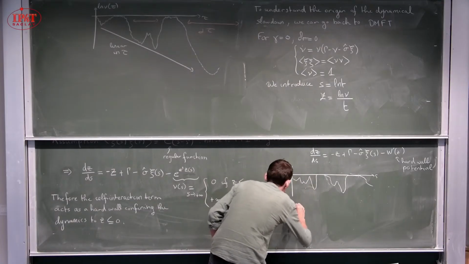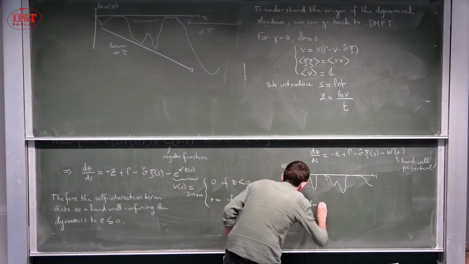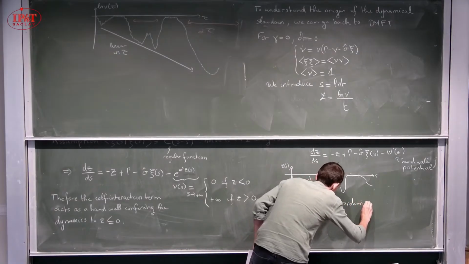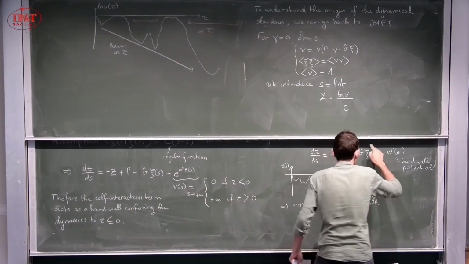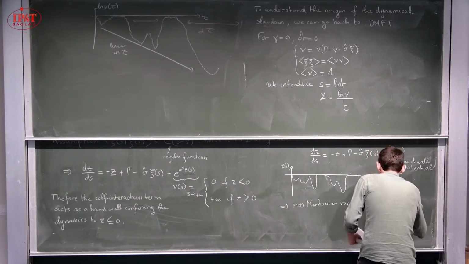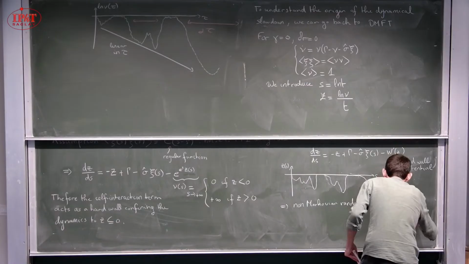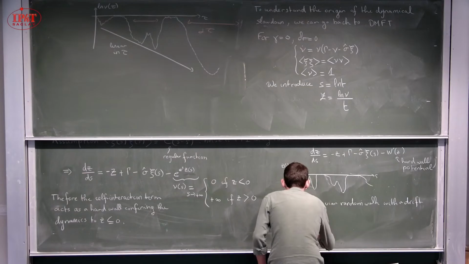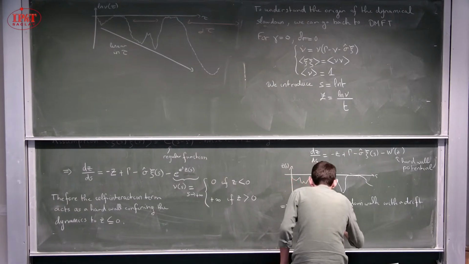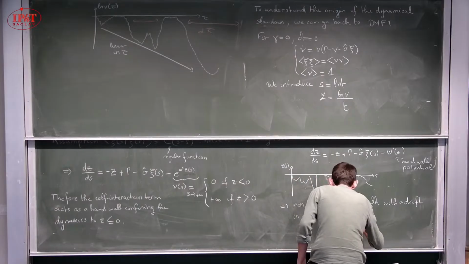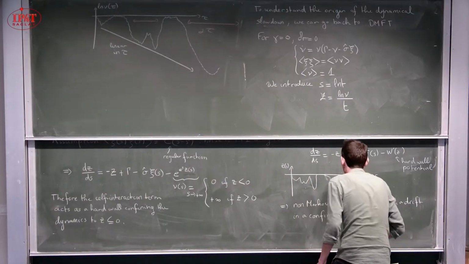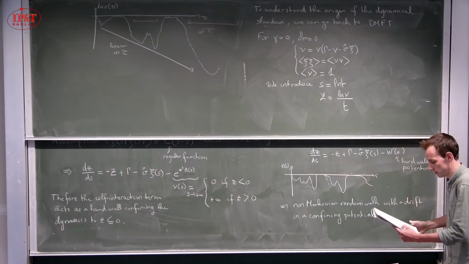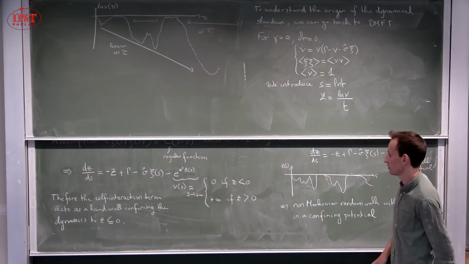And so the result is a non-Markovian random walk, non-Markovian because this guy has memory, a priori, with a drift, in a confining potential. The confining potential is harmonic if z is negative, and otherwise it's a hard wall at z equal to 0. So I'm always confused by this.